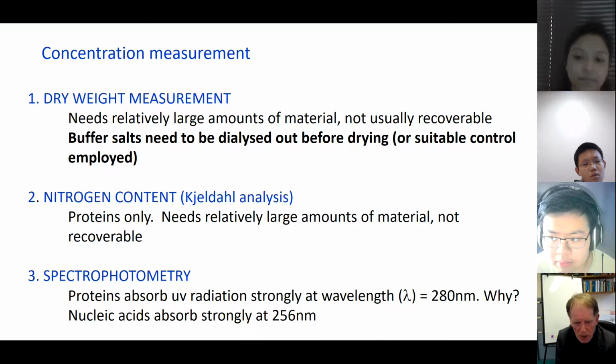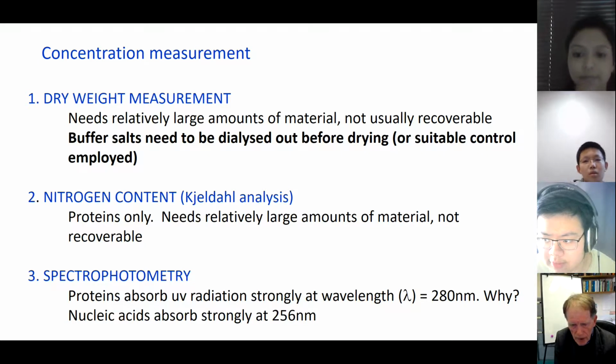Now, have all three of you used a spectrophotometer before? No, I've heard of it, but not used it before. Hands up. Not quite. And Latika? Yes, I have used.